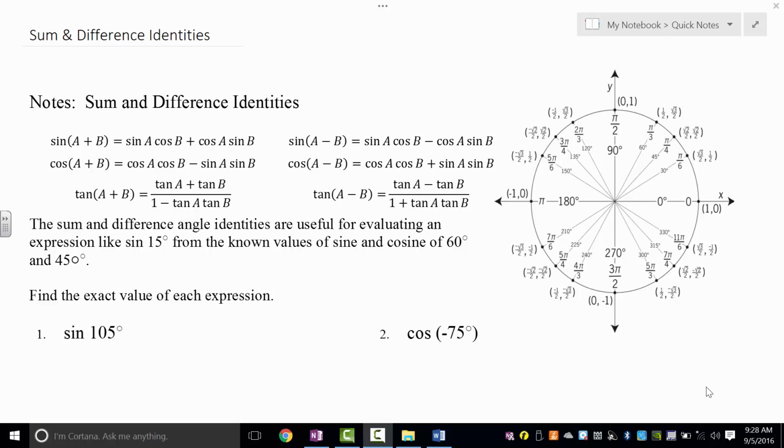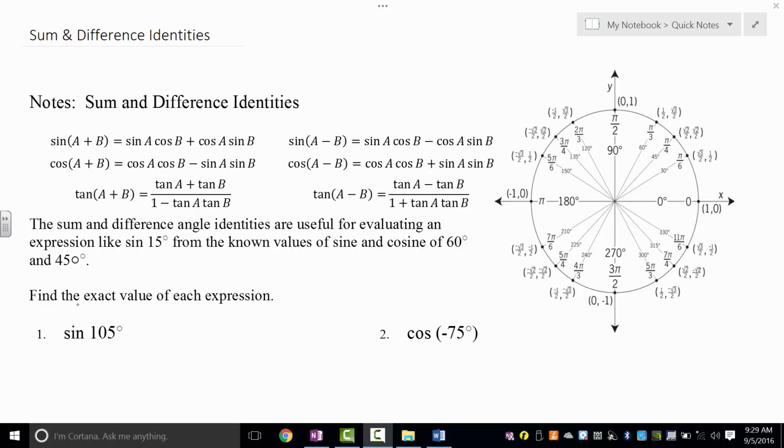We know the trig values for special angles like 30 degrees, 45 degrees, 60 degrees, 90 degrees. But suppose we wanted to find the trig values for an angle like 15 degrees. Suppose we wanted to find the sine of 15 degrees. Well, we know absolutely nothing about 15 degrees because it's not one of our special angles that's on the unit circle. So knowing the values for the special angles and using the sum and difference identity formulas, we could easily find trig values for items like sine of 15 degrees without ever using a calculator.